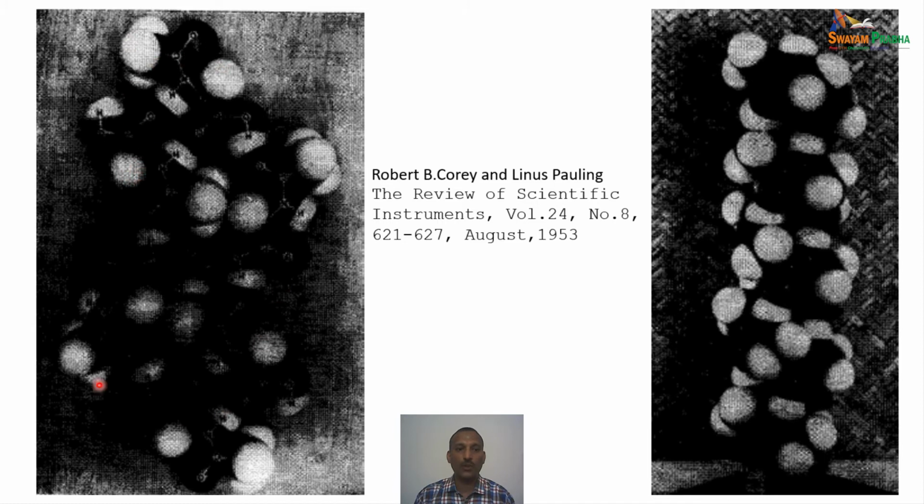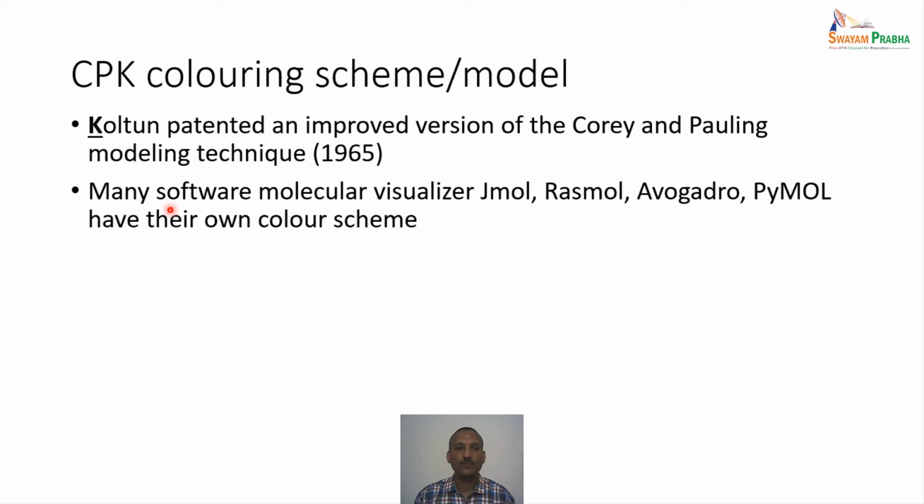So this is the protein structure. They wanted to see the exact structure of the protein, and they tried to compare it with the X-ray diffraction studies so as to find out which particular conformations are not possible. So this is how they started molecular model representation. Later on, Koltun patented an improved method, so that is why now it is called the CPK model.